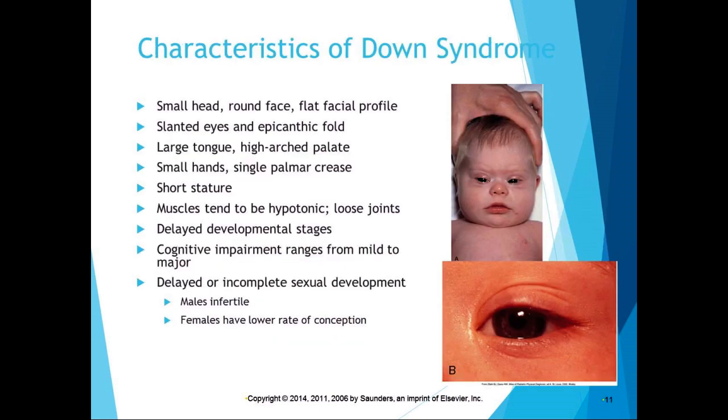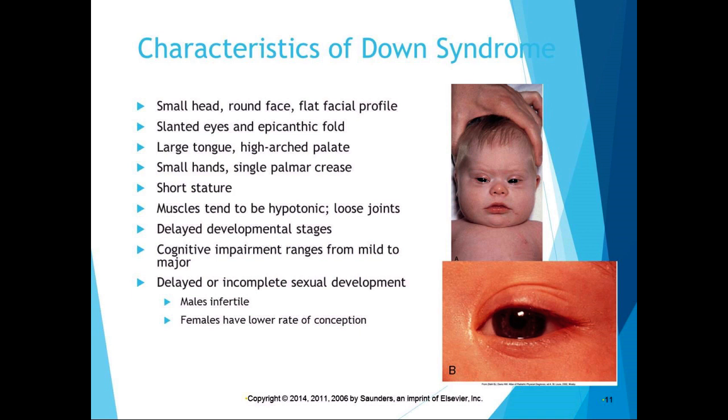The physical characteristics of Down syndrome include a small head and a round face with a flat facial profile. I love this picture from the book. I think this little guy is just such a cutie. There are slanted eyes with an epicanthic fold, a large tongue and a high arched palate, which can sometimes interfere with feeding and nutrition. Small hands with a single palmar crease. Normally you have two palmar creases. Take a look at your palm right now. You'll see you have two creases. With Down syndrome, there will be a single crease.